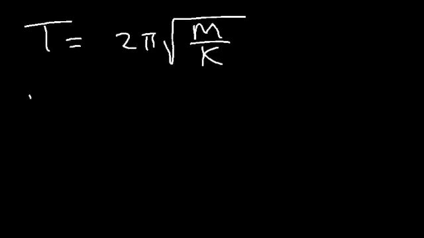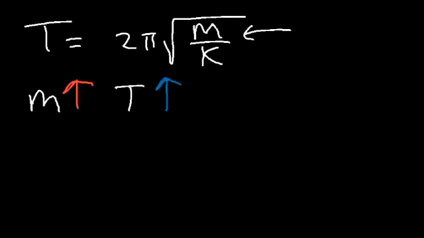If we increase the mass of the spring, what's going to happen to the period? Will the time it takes to complete one cycle increase or decrease? Because the mass is in the numerator of the fraction, the period will increase as well. So let's say if you double the mass of the spring, what effect will it have on the period?